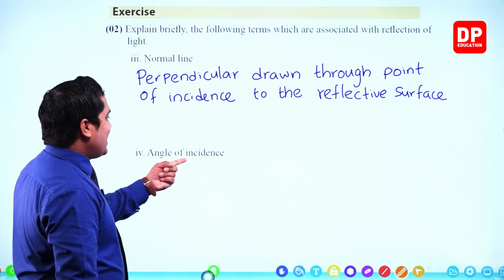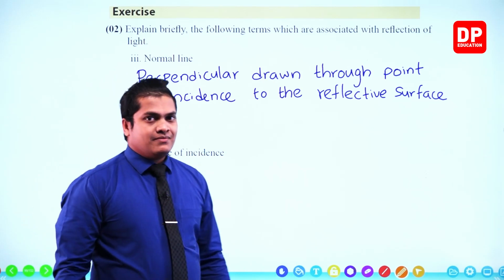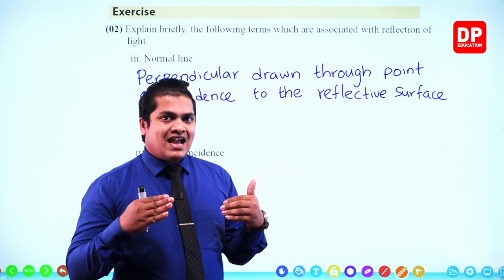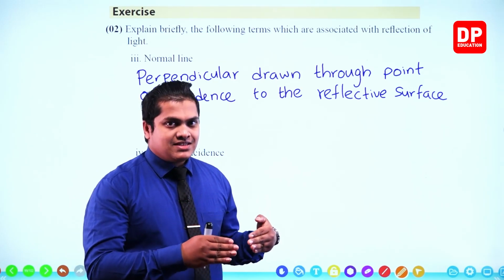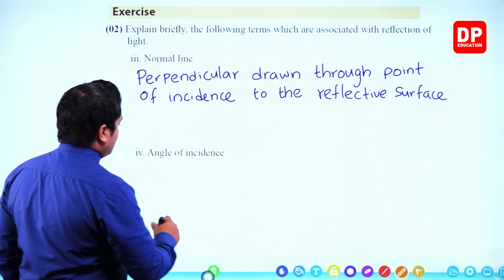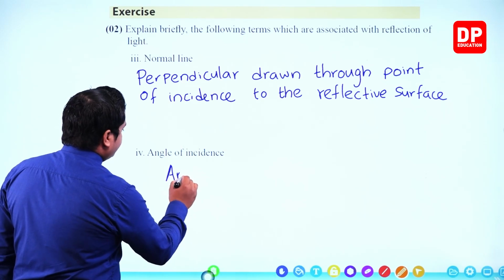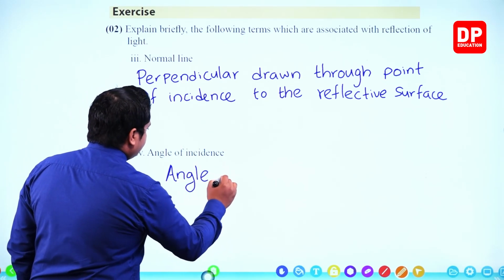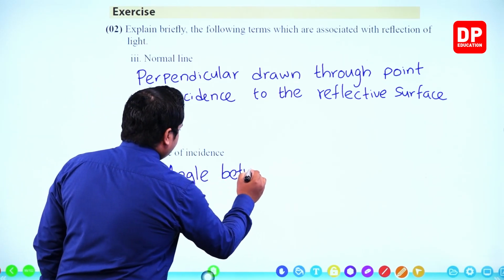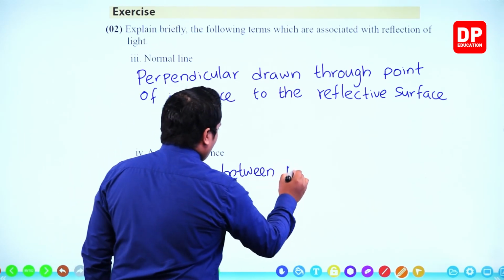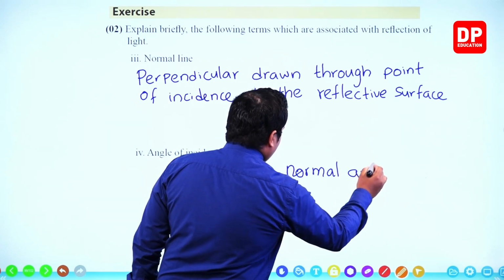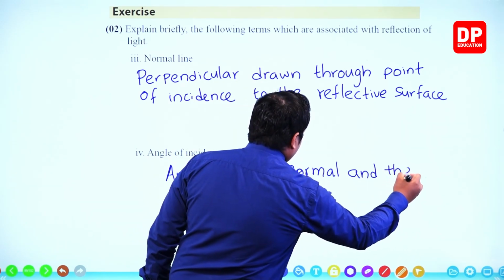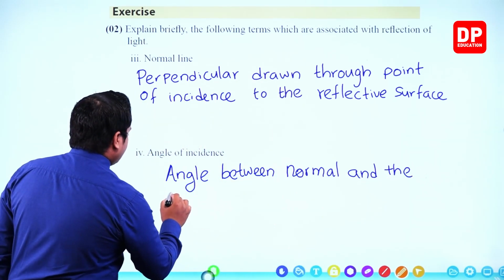Next one, angle of incidence. Very simple, my dear children. This is the angle between normal and the incident ray. So angle between normal and the incident ray.